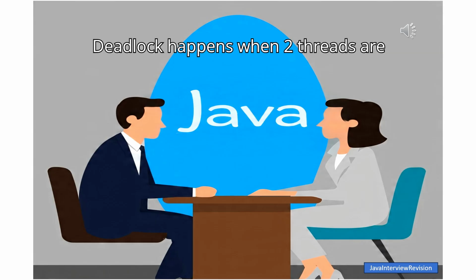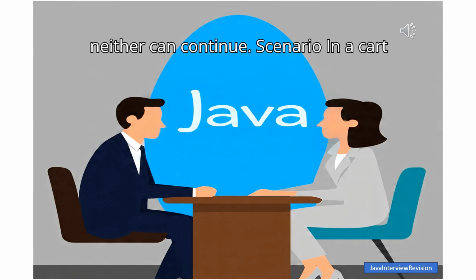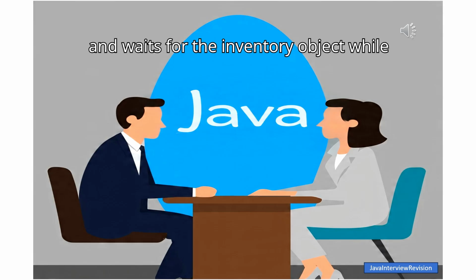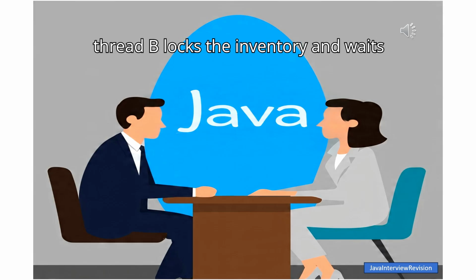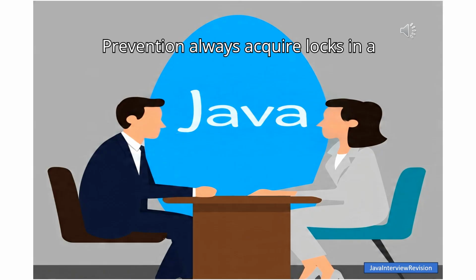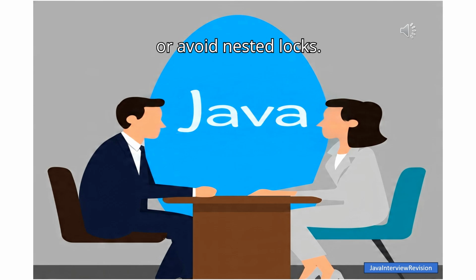Deadlock happens when two threads are waiting for each other's locks and neither can continue. Scenario: in a cart project, thread A locks the cart object and waits for the inventory object, while thread B locks the inventory and waits for the cart. Both are stuck forever. Prevention: always acquire locks in a fixed order. Use tryLock with timeouts or avoid nested locks.